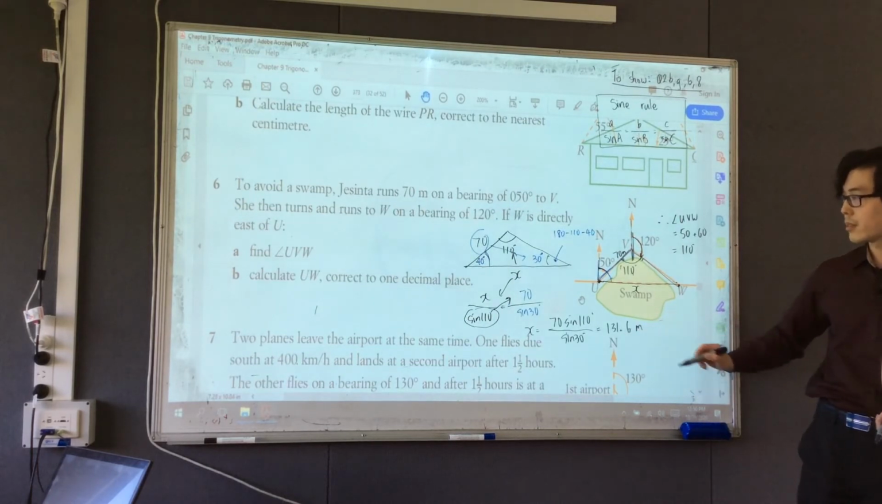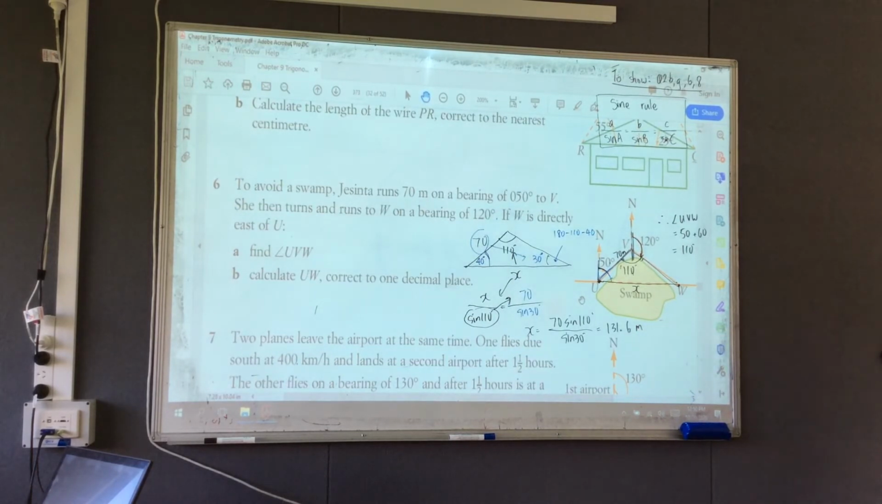Kilometers, meters. Okay? Do we understand this? Any questions so far?